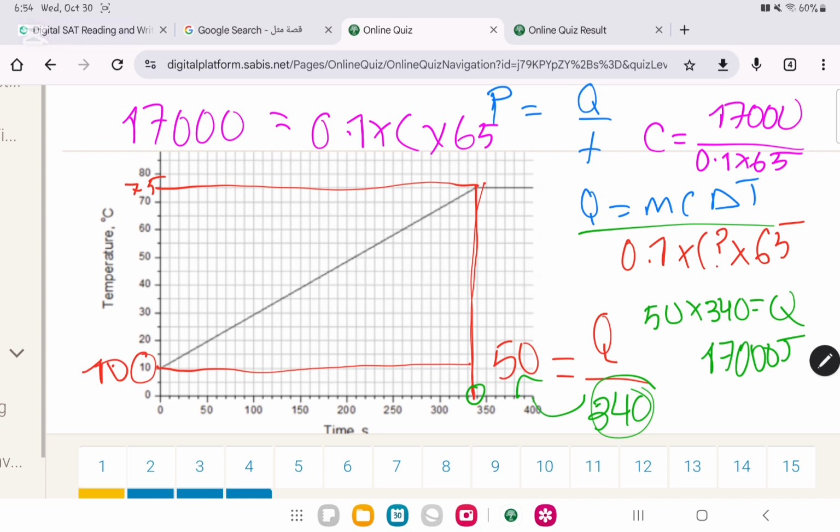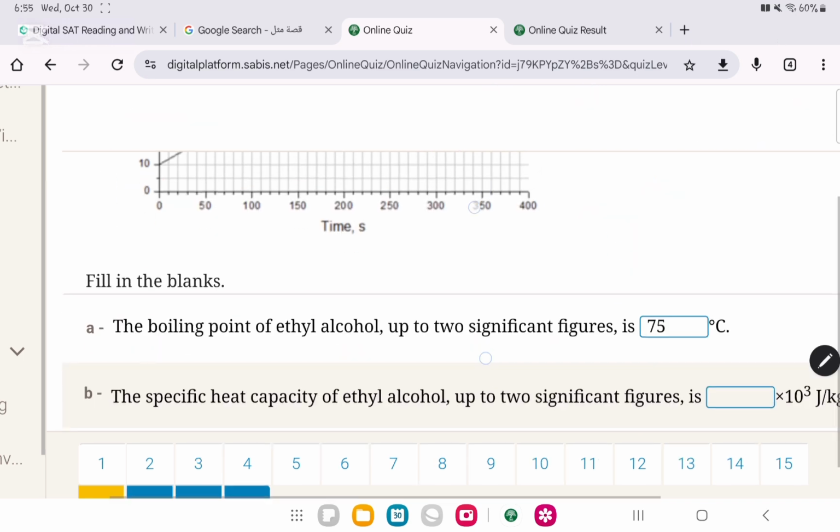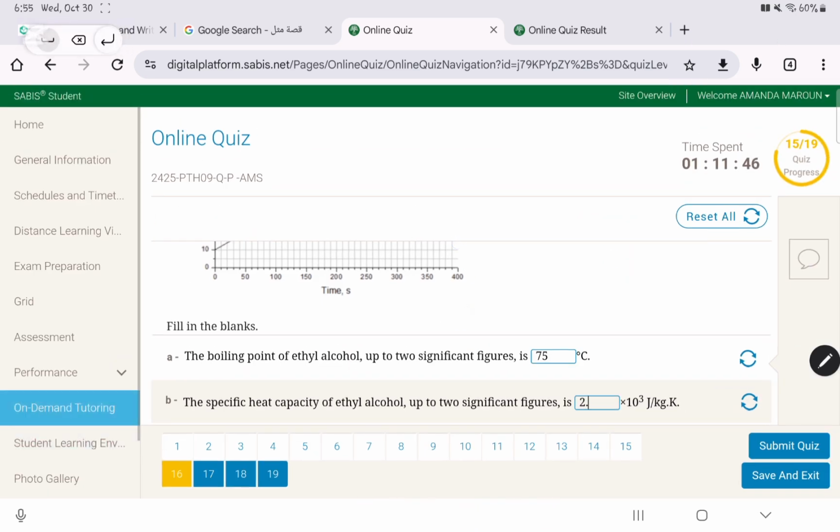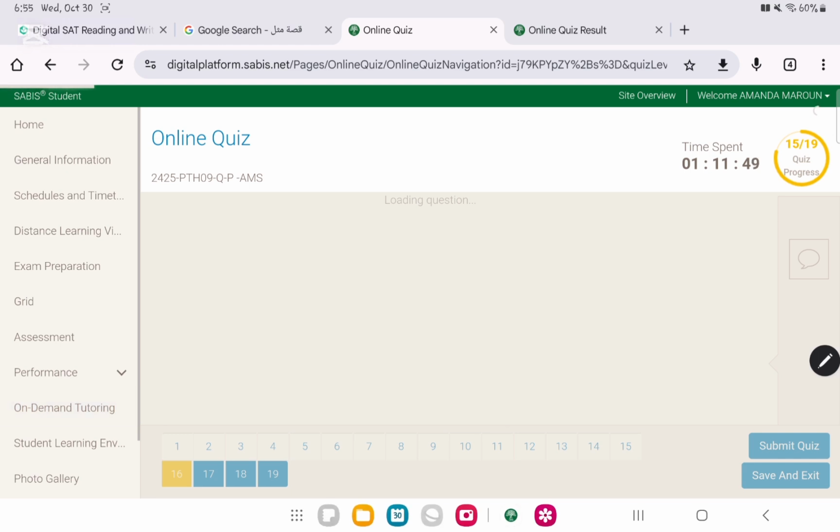So if you do it on your calculator, you are gonna get 2615.38. Okay, they needed the two significant figures in scientific notation. So if you round it approximately into scientific notation, it's gonna be 2.6 times 10 to the power of 3. So our answer over here is 2.6 times 10 to the power of 3.